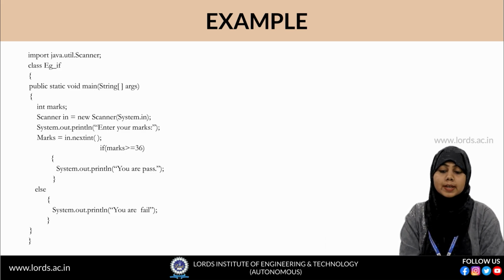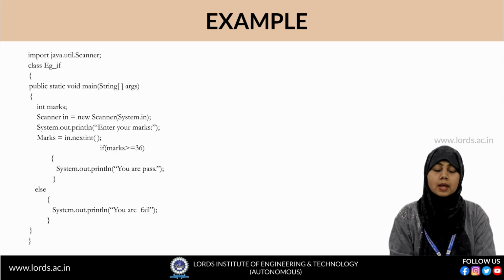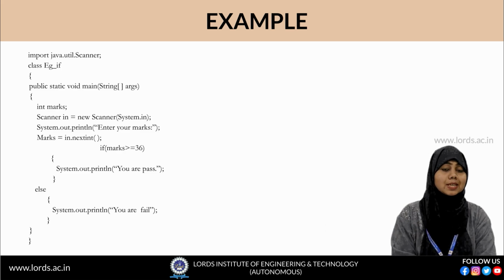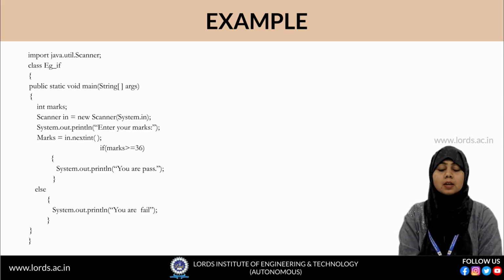Now the next step is printing the command to the user. For that purpose we are using the System.out class, so System.out and then the println method. I'm writing "Enter your marks". Then we are storing the marks given by the user in a variable called marks, using marks equals in dot, where in is the object, right? So I need to use this object and access the nextInt method, which converts the value the user gives into an integer, and store it in the variable marks.